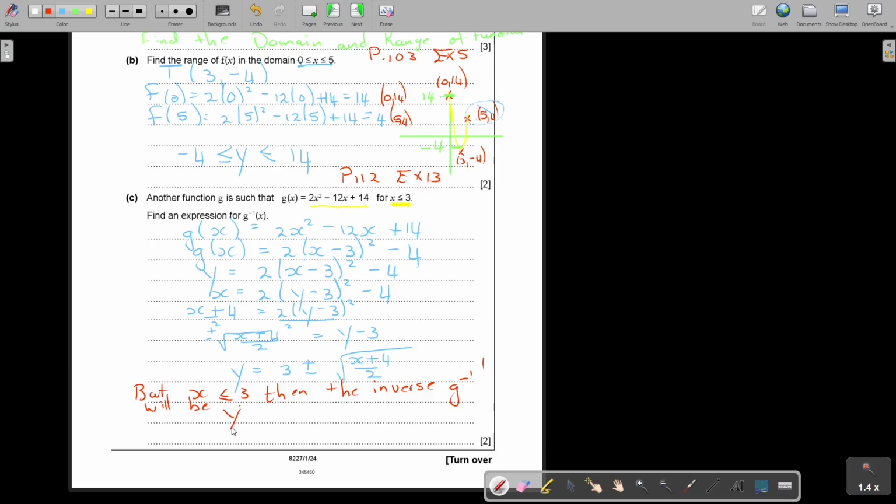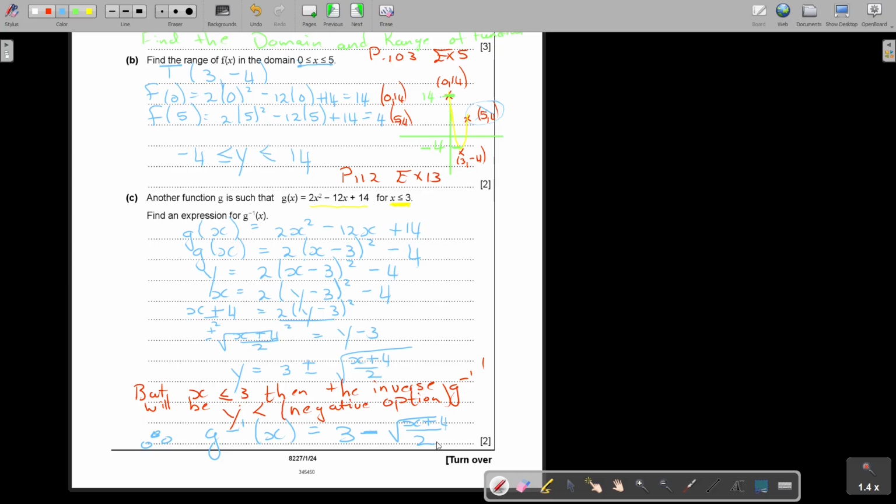y is smaller, and it will be the negative option. Otherwise, it would have been the positive option. So, therefore, you must end g minus 1. Now I'm putting it correct. And it must only be 3 minus, not plus minus, the square root of (x plus 4) over 2. That was the final answer.